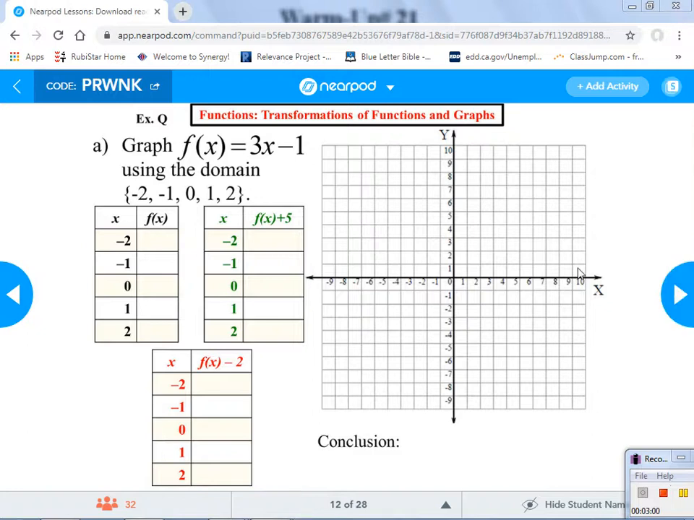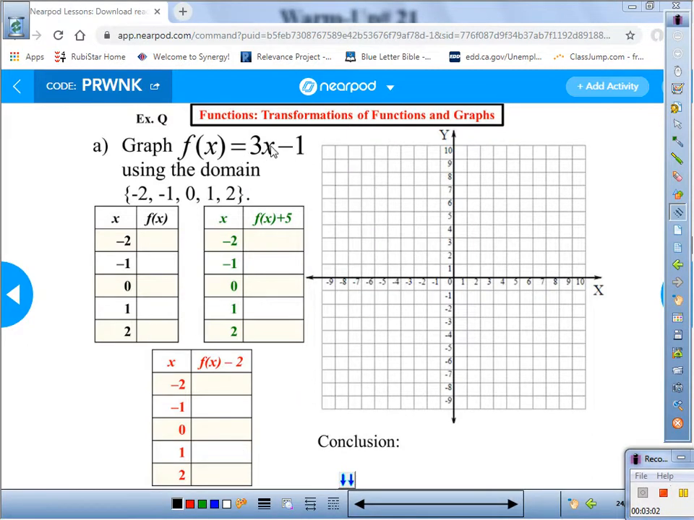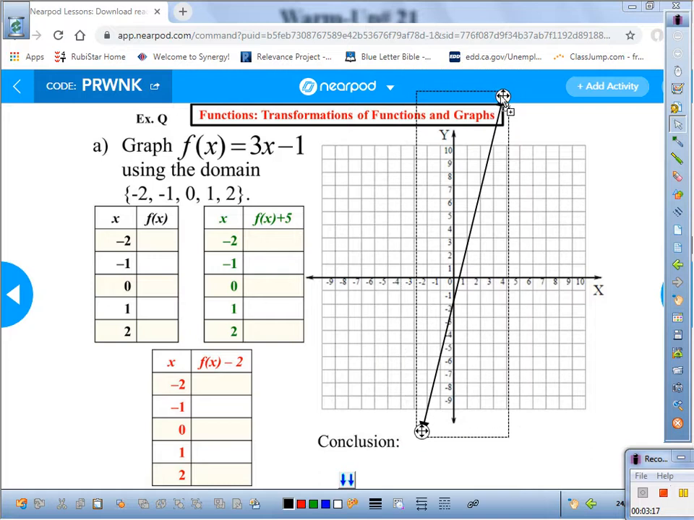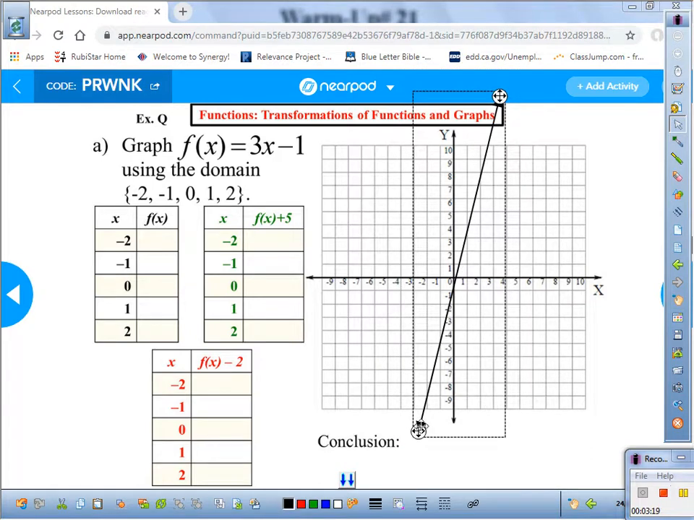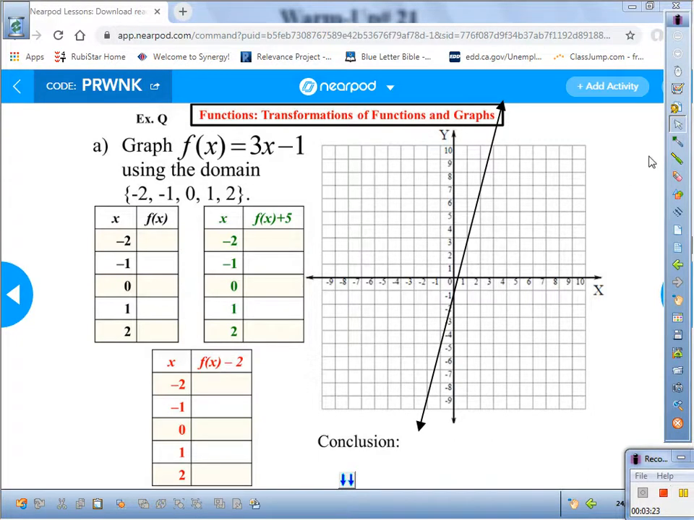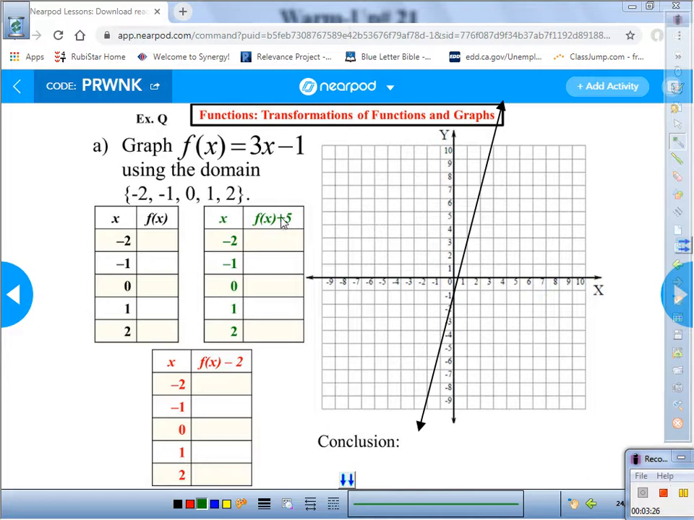So let me graph the original function in black. I'm going to graph this one, this here. So it goes somewhere about right there. There it is. All right. So if I was to ask you to graph f of x plus 5 and then f of x minus 2, tell your neighbor what you would do to this first f of x. Tell your neighbor, please. What's going to happen to this f of x?